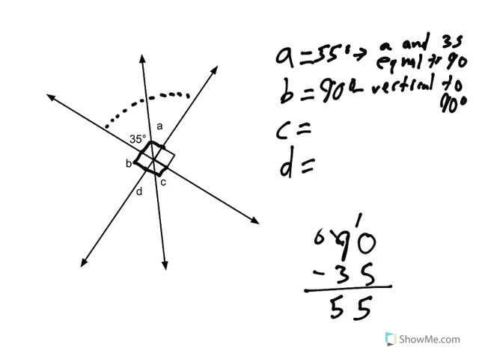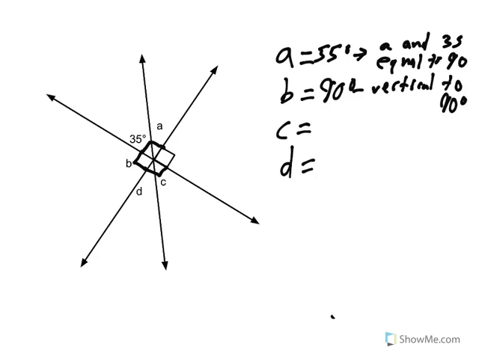All right, I'm just going to erase my work for a minute. I'm going to get rid of that. So now I can use vertical angles for a second. I know that right here, C and 35 are vertical to each other. They're across. So I know this is 35 degrees. It's vertical to 35 degrees.